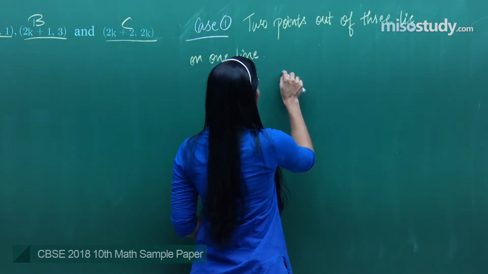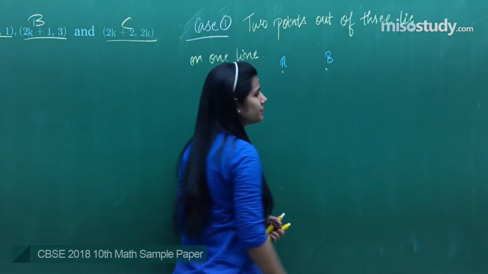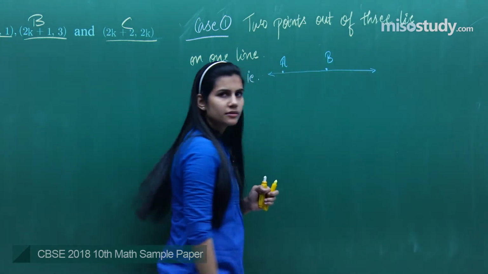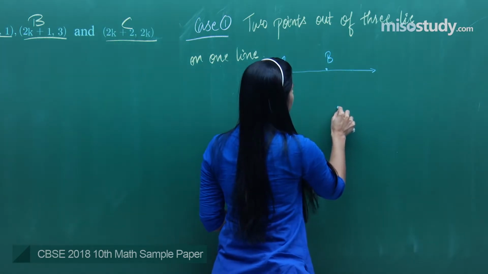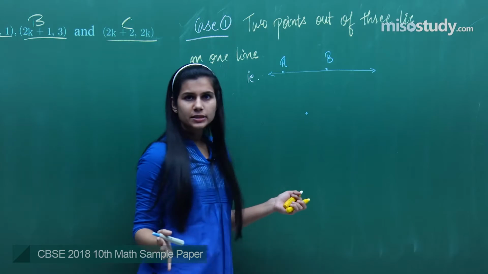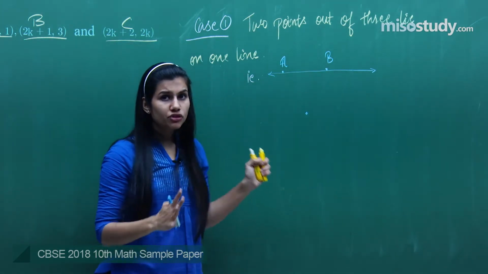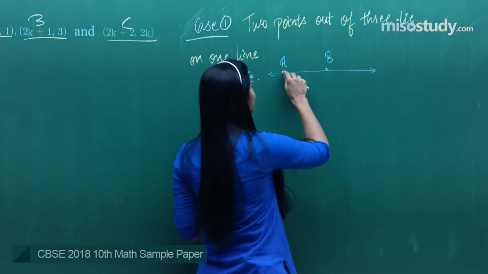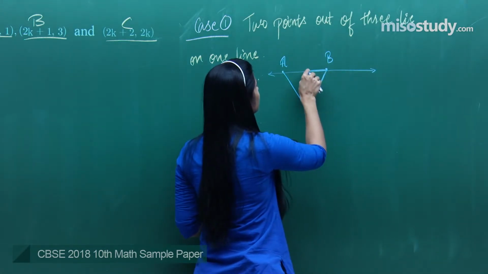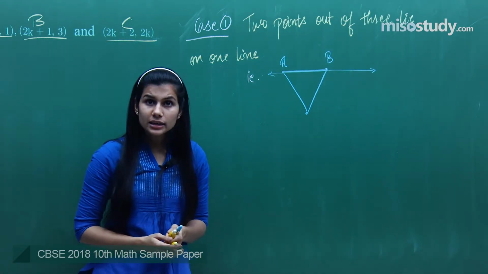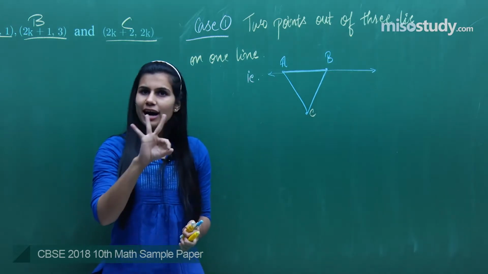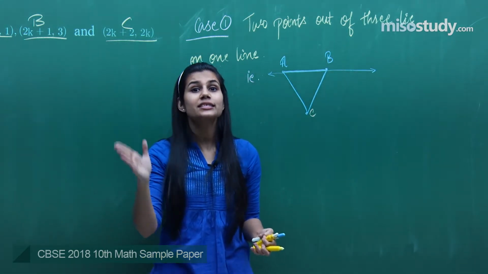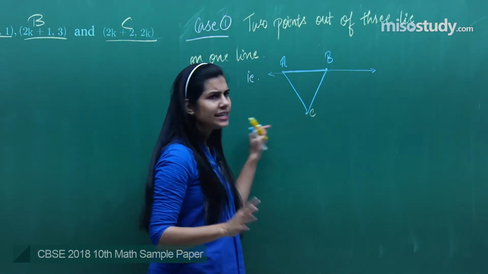if 2 points, so this is your point A and this is your point B, are lying on one straight line, but the third point is lying anywhere else, not on that same line. In this particular case, when out of the 3 points, any 2 points are lying on one single line, but the third point is not lying on that line, and you join the 3 points, what happens? You get a triangle, isn't it?